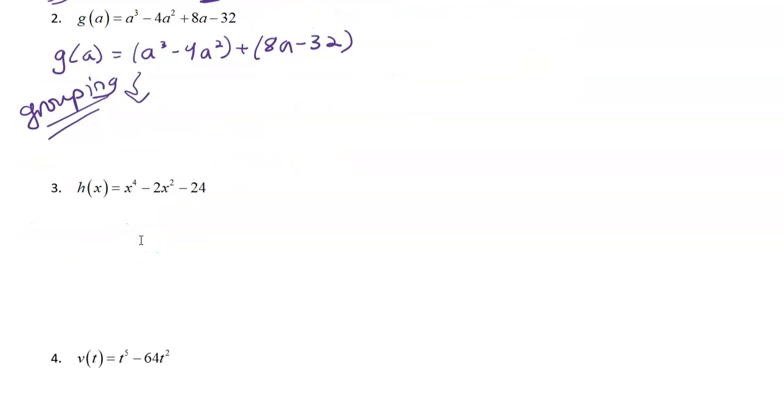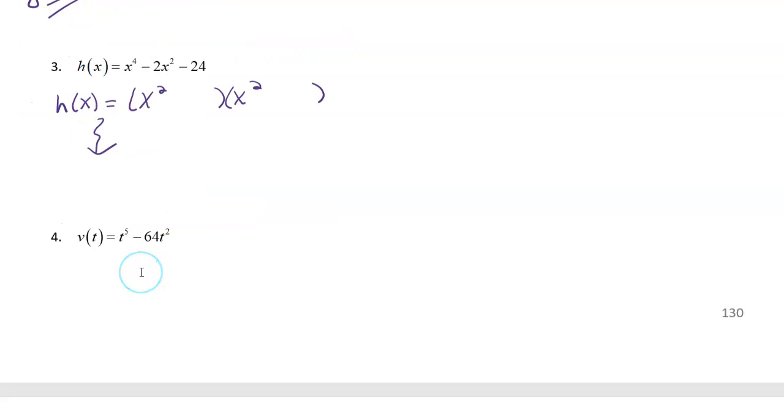I'll give you a hint on number 3 here. This is a trinomial, and you can factor it into 2 binomials, and instead of having an x and an x, you can use an x squared and an x squared, and you just want to finish that factoring there. Okay, and then a little hint on number 4 is you have a GCF of t squared. Okay, so you want to start your factoring by factoring out a t squared and then continue the problem from there.